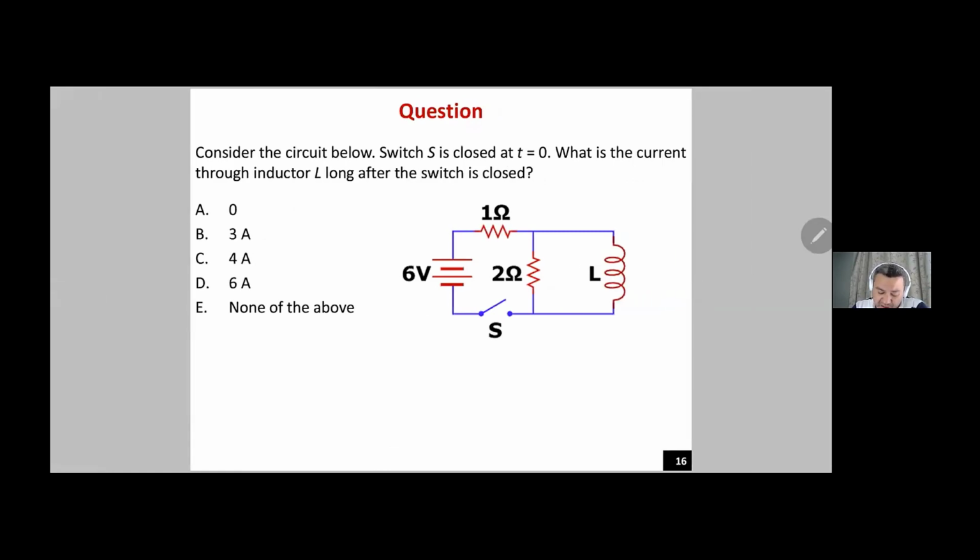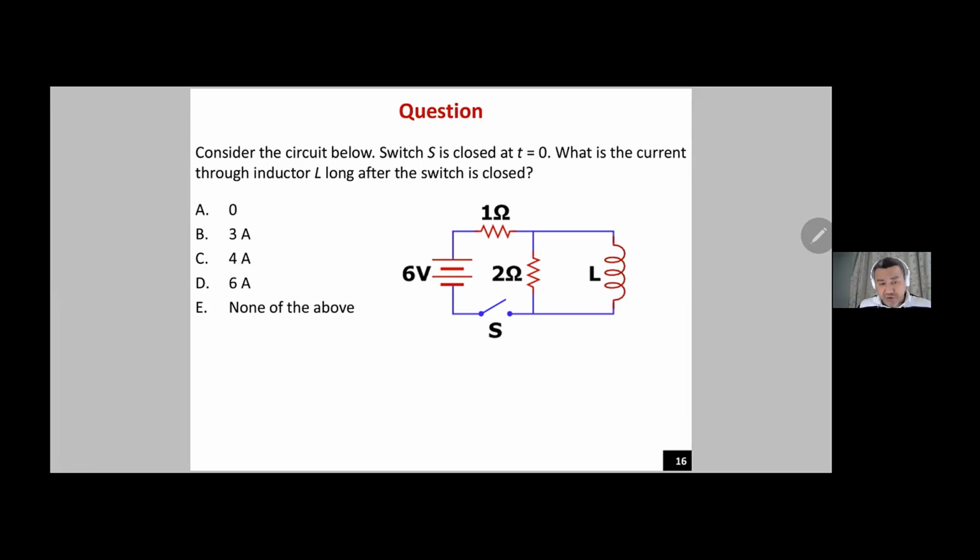Let's move on to this question. In this question, we have a circuit that is also made of an inductor that is in parallel with a 2 ohm, with 1 ohm and 6 volt. Now consider that the switch S is closed at t equals 0. What is the current through the inductor L? But this time, long after the switch is closed.